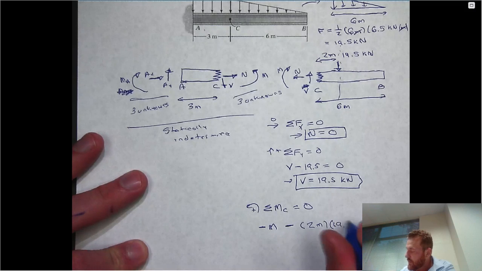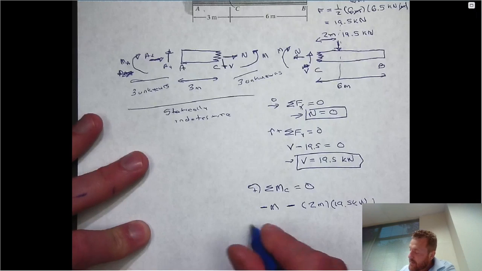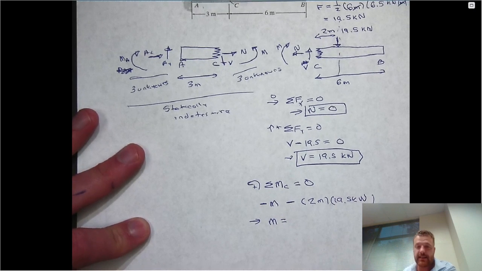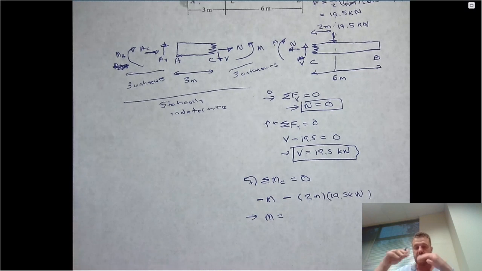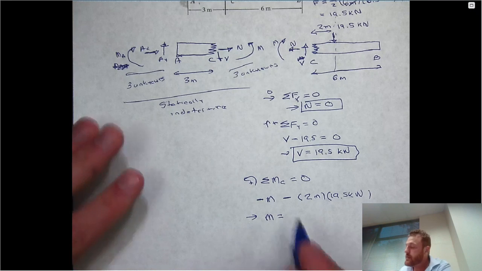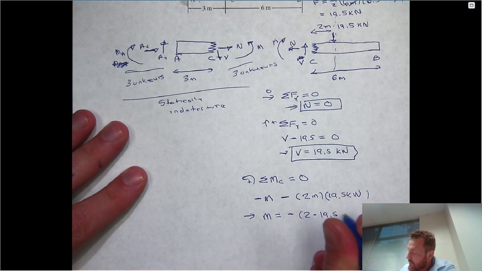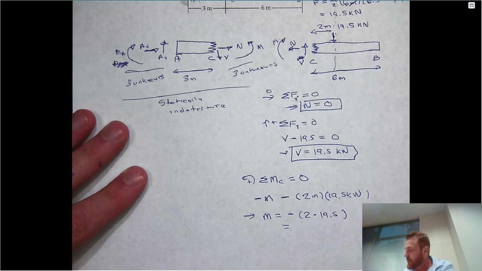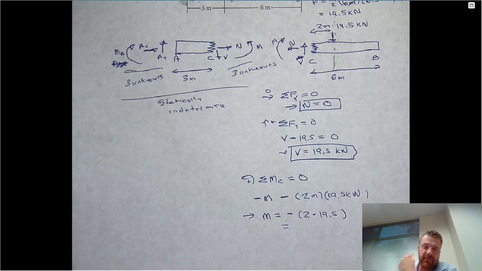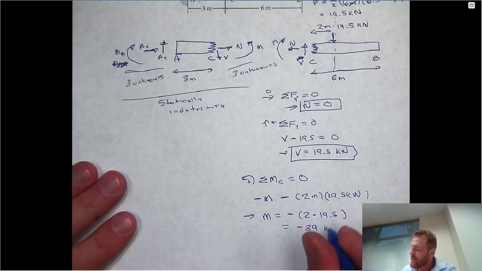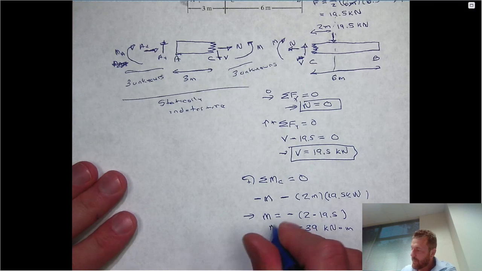So what that tells us is that the internal bending moment is actually going to be negative, meaning that it's introducing bending in the concave up direction. So what this turns out to be is just going to be minus 2 times 19.5. And that is going to be, I shouldn't do this in my head or I'll probably make a mistake and have to redo the video, but I'll trust myself that it's minus 39 kilonewton meters.